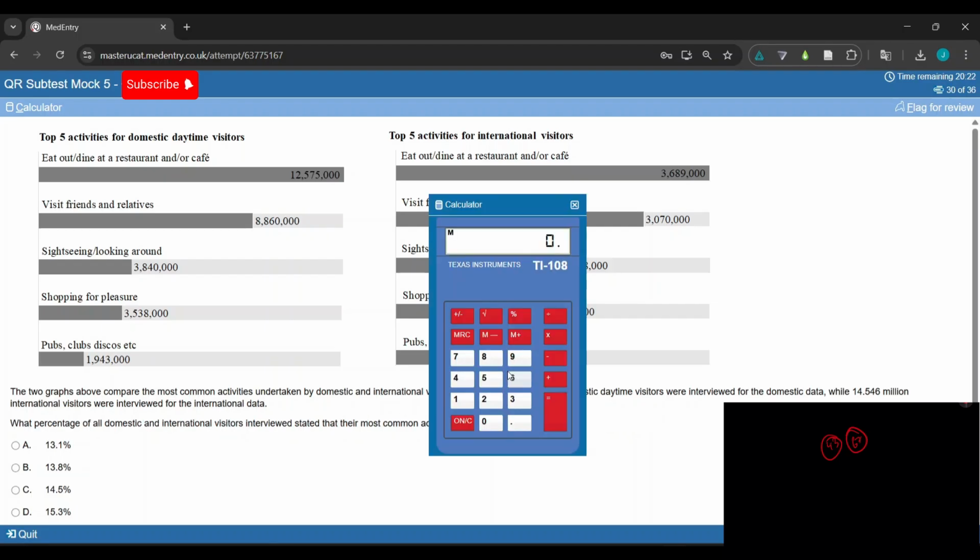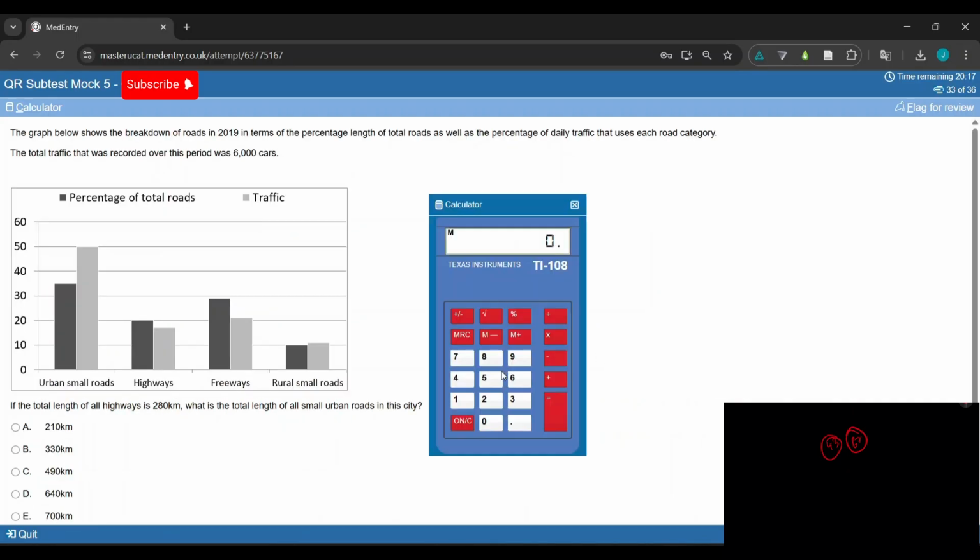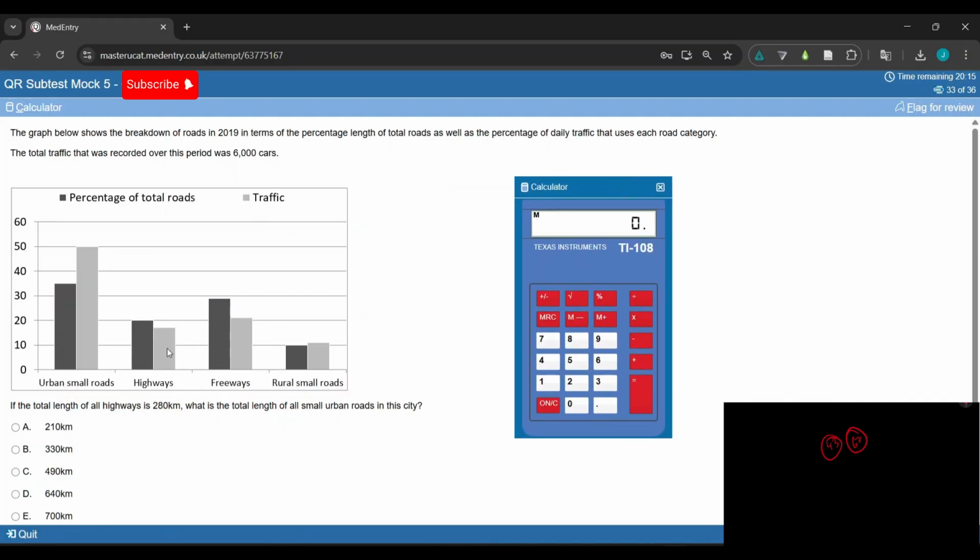Okay, what percentage of all domestic? Okay, we're going to skip this. If the total length of all highways is 280 kilometers, what's the total length of all small urban roads? Okay. Percentage length of total roads. Percentage of total roads, so it's 20%, so 280 divided by 0.2 gets you what the total amount is, and then times this by small urban roads. So times this by 0.35, it's going to be 490.